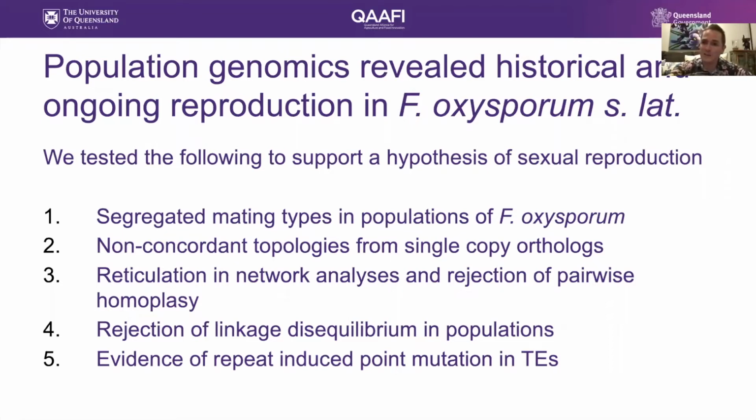Now let's look in these populations for evidence of sexual reproduction, like segregated mating types, or lots of non-concordant topologies within a phylogroup, or random inheritance across a massive alignment of genes, and reticulation in networks. Similar to looking at genes, we looked at SNPs. We looked at about 4.2 million SNPs, and rejected linkage disequilibrium in all those phylogroups, to say, okay, you've got SNPs inherited randomly. And then RIP, which everyone at FABI is familiar with.